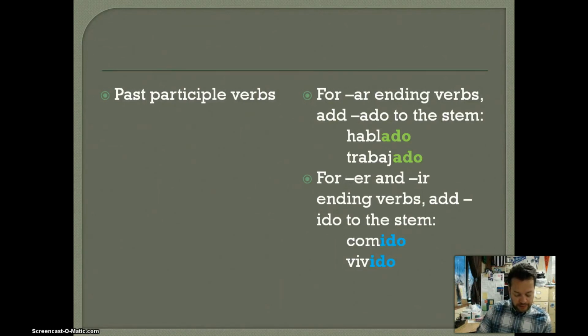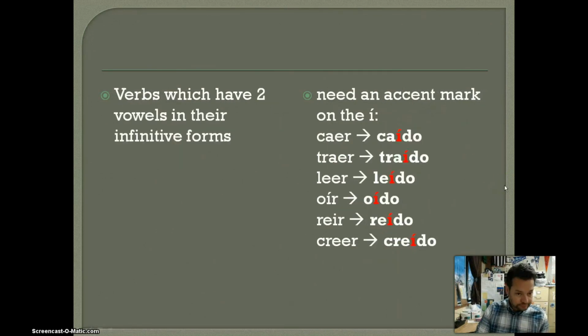Respondido. Ido. All right. So those. Now there's a couple of minor tweaks that you got to do with these. Verbs which have two vowels in their infinitive forms, like for example, look at all these infinitives right here. Caer, traer, leer, oír, reír, creer. Notice that there's a vowel here and a vowel here right after it. Okay, A-E, A-E, E-E, O-I, E-I, E-E.